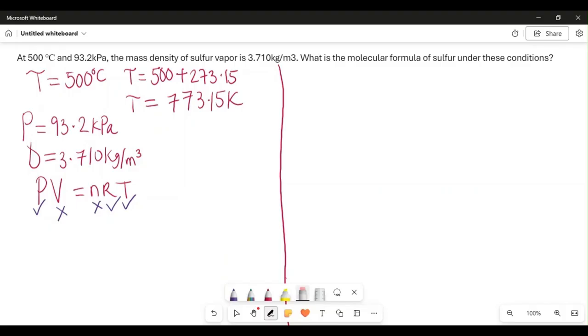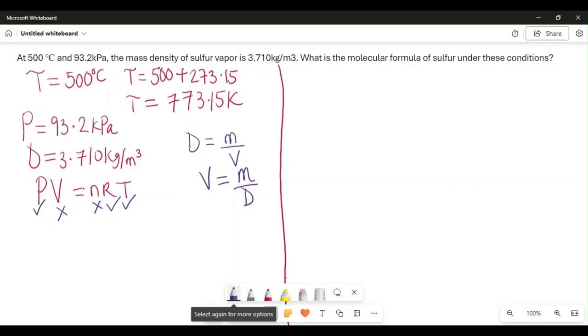But we also know that we've been given another parameter, which is density. Remembering basic science, we know that density equals mass over volume. So we would write the volume in terms of mass and density. To do that, we get volume equals mass divided by density. So we're going to substitute this volume here.